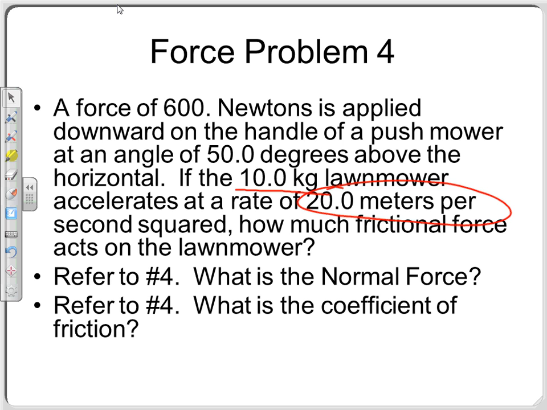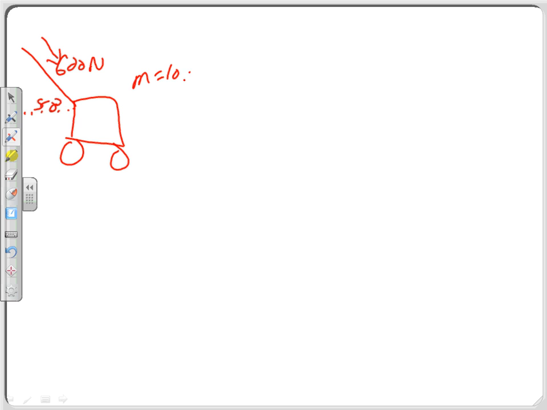So let's go to another slide, and let's figure out how we would go about doing this. First of all, it's always a good idea to draw out a picture. So if this were our lawnmower, here's our handle. We're applying a force on the handle of 600 newtons, and that's down the handle. And that handle makes a 50-degree angle with a horizontal. That's supposed to be 50. The mass of the lawnmower is 10 kilograms, and we're accelerating this thing at 20 meters per second square. We want to know the frictional force, a normal force, and the coefficient of friction.